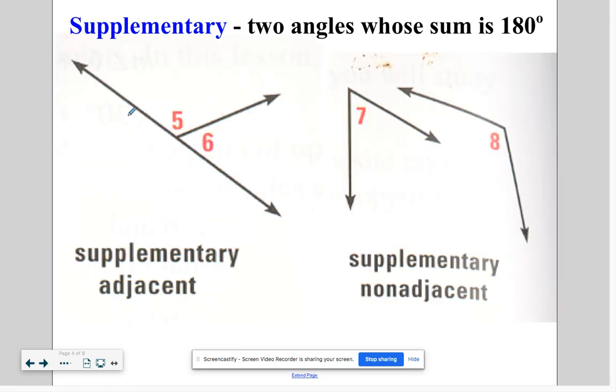Same thing, supplementary. Now, obviously, supplementary angles could be the linear pair type. So a linear pair is supplementary. They are supplementary angles. But just because you say supplementary doesn't mean they have to be a linear pair. They could be non-adjacent. So any two angles that add up to 180 degrees would be supplementary.